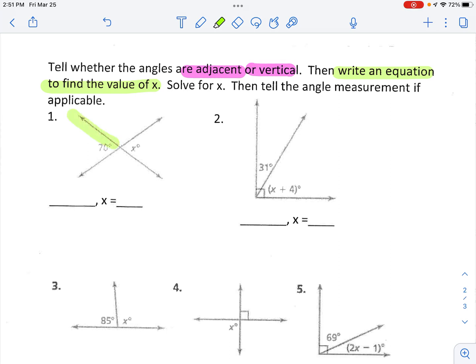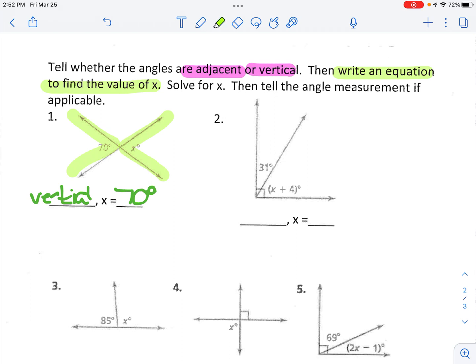So number one, I'm looking at this angle and this angle. Those are vertical angles because they're opposite each other, and vertical angles are congruent. So if the first angle is 70 degrees, the angle opposite has to also measure 70 degrees. So that one we did not have to write an equation because that is simple mental math.